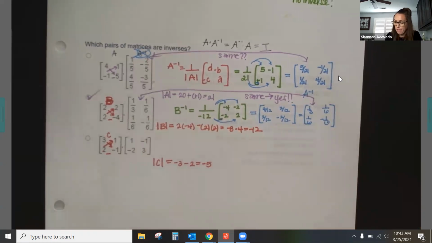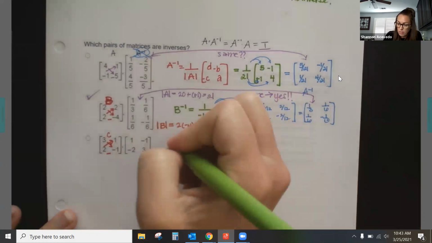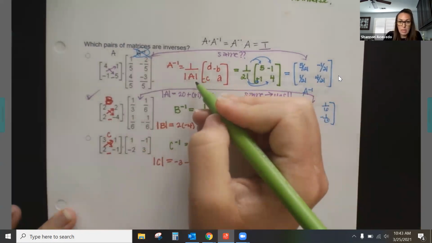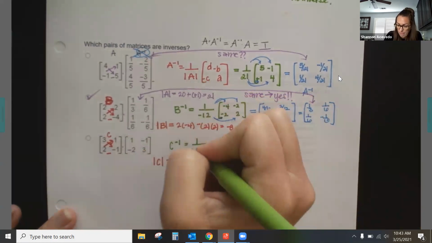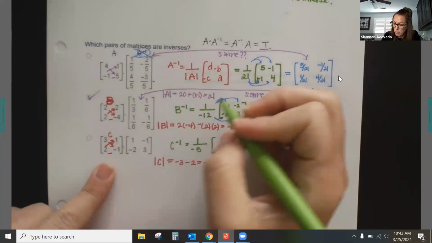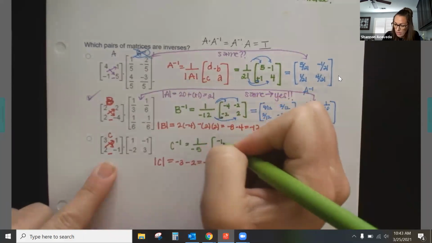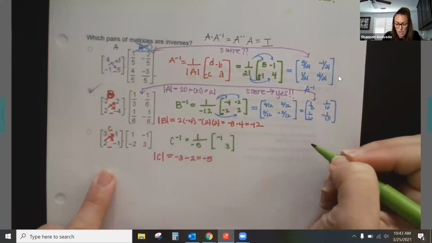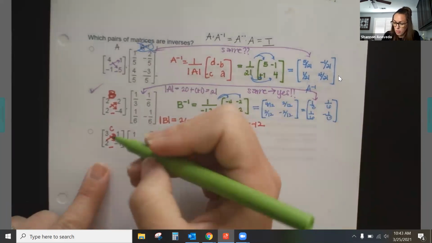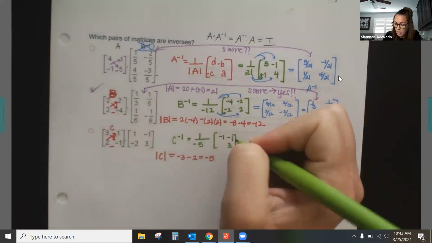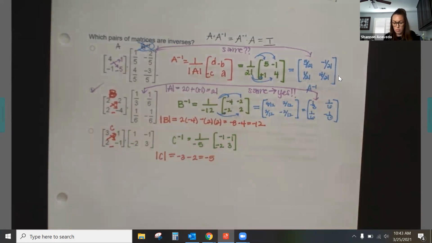All right, so then I need to find the inverse. So C inverse is going to be 1 over my determinant. In this case, my determinant was a negative 5, and it's going to be times, my 3 and my negative 1 are going to switch spots. So this is going to be a negative 1 and my 3. And then I'm going to take the opposite signs of my 1 and my 2. So this is going to be a negative 1 and a negative 2. You guys with me on that?